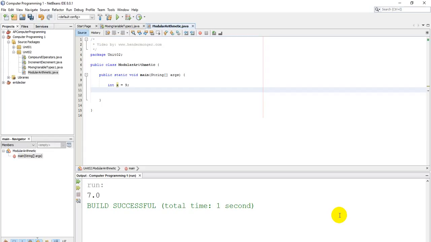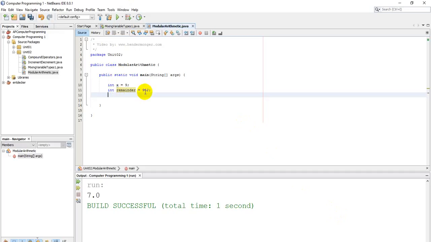So what I'm going to do here is a little modular arithmetic. I'm going to try to discover what the remainder is when I divide by 2. Think about that for a minute. Remainder equals 9. Now, modular arithmetic in Java is the percent sign. So I'm going to do 9 mod 2. What that really does is it says do 9 divided by 2 and tell me what the remainder is. And then I'm going to output the remainder.